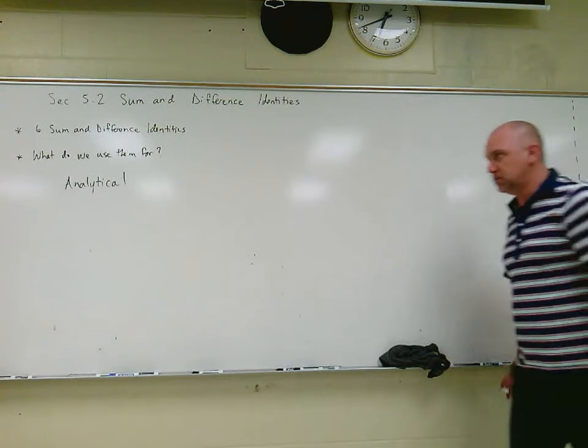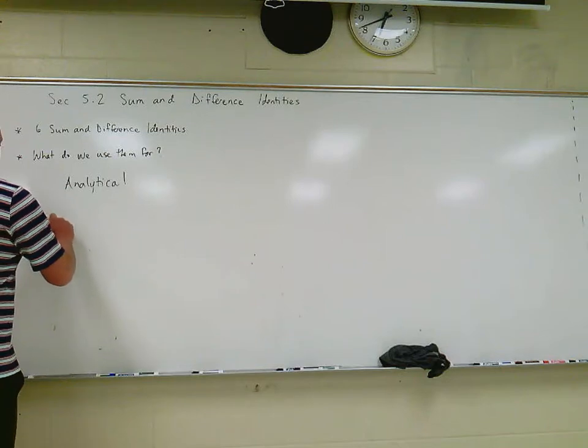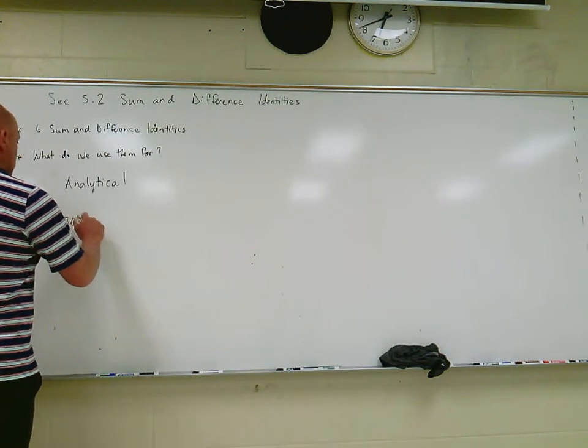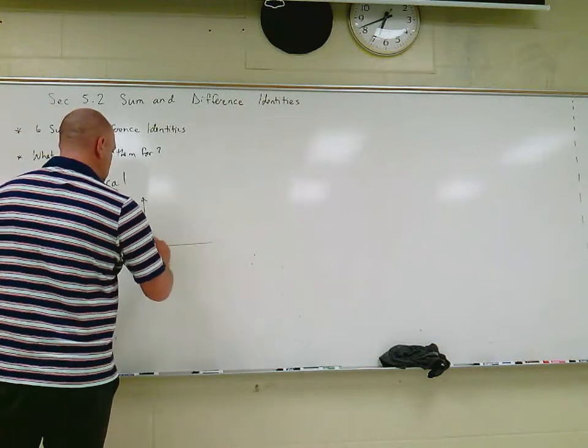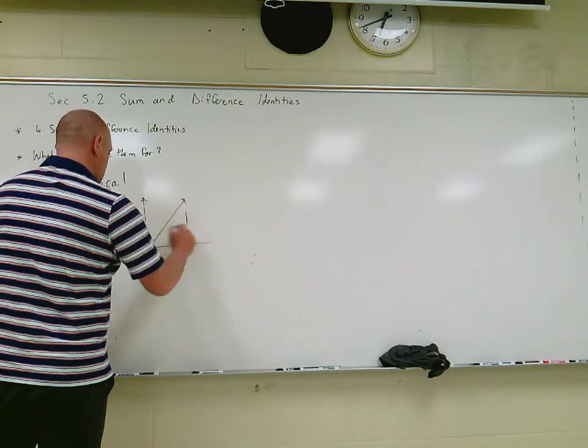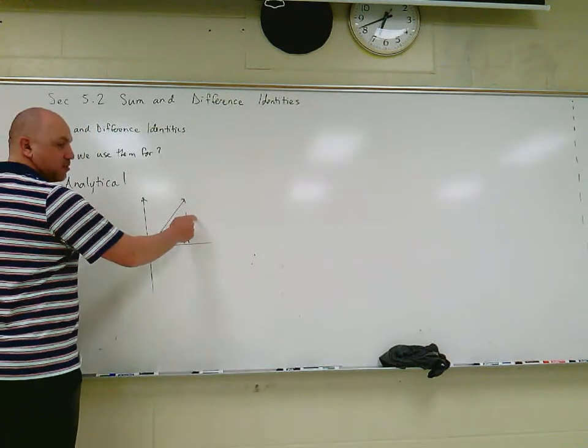Right, 30 degrees. So if we did sine of 30 degrees, look at that triangle, draw a 30-degree angle. We know the sides. What's the opposite of 30?